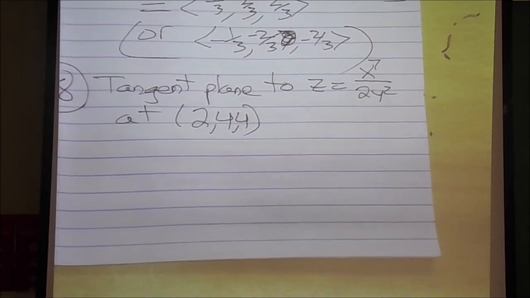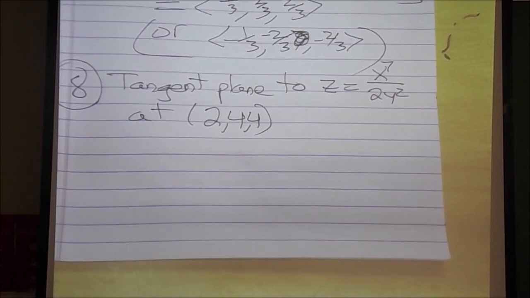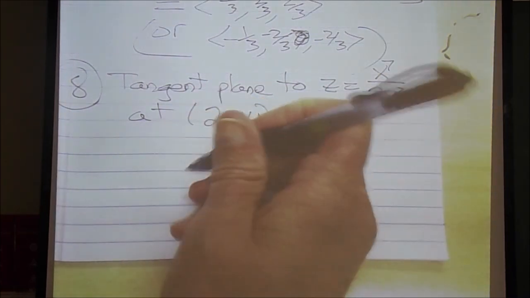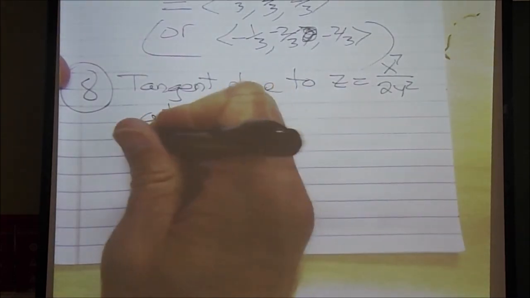Here's what you think when you want a plane. You want a unit normal to the plane, and you want a point on the plane. I already have a point. It's given. So all I need is the unit normal. What is the unit normal here?